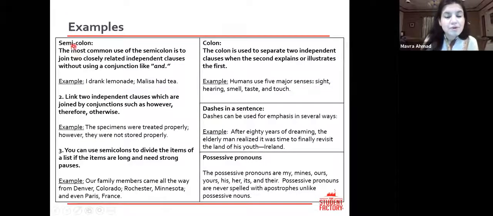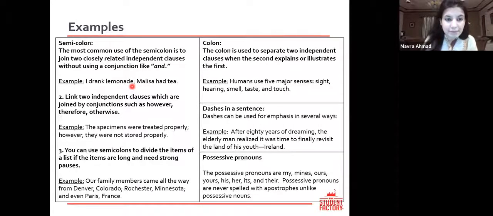Okay. So first of all, we have the use of semicolon. The most common use of the semicolon is to join two closely related independent clauses without using a conjunction like and. Now when we have two independent clauses that are obviously related, we can also write them as separate sentences, separating them with a full stop. When we are connecting them, we might have to insert a semicolon over there.